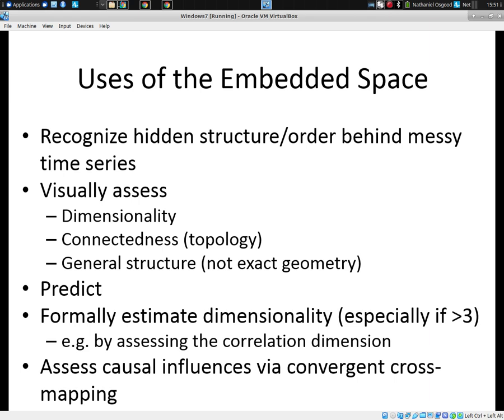It can allow us to visually or formally assess dimensionality. It can allow us to predict in state space, not merely point to point in some arbitrary output of the system. And finally, and most intriguingly, I think, it can allow us to assess causal influences from one time series to another. Is there an influence from Y to X? Is there a causal influence from X to Y? Is it both ways or neither using time series data?